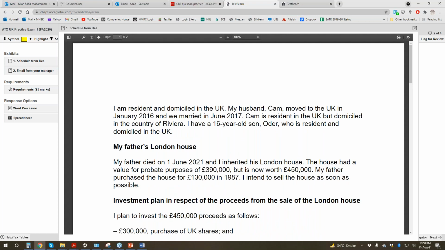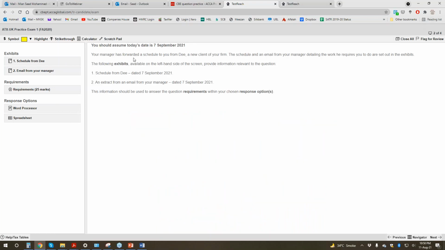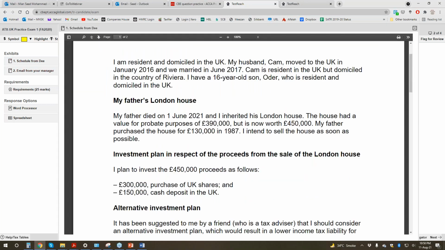Okay, but before that, I would like to read the introduction first. Your manager has forwarded to you a schedule from D, a new client of your firm. The schedule and an email from your manager detailing the work he requires you to do are set out in the exhibits. That's fine. The first is the exhibit from D. So let's read what D is trying to say.